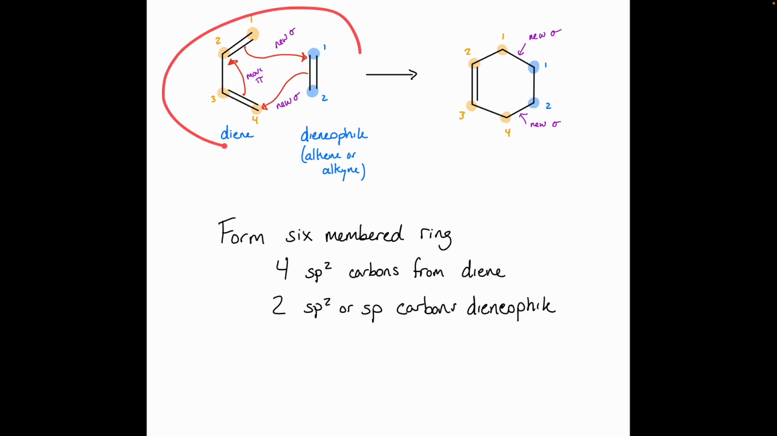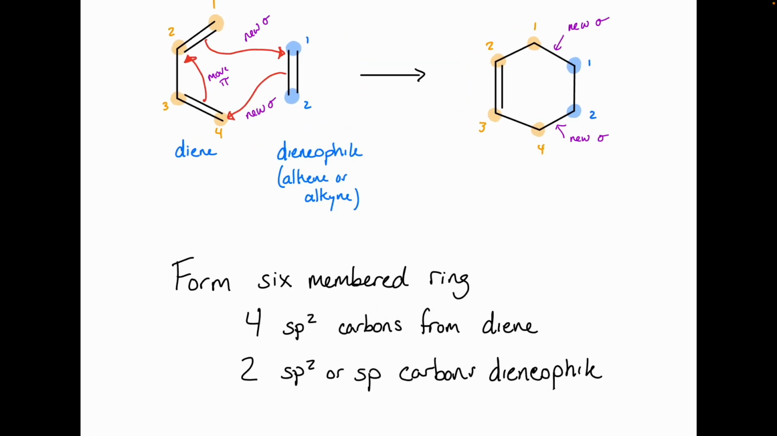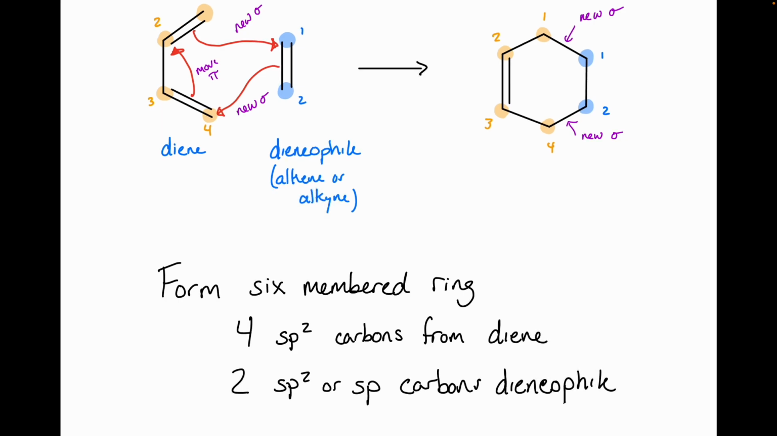Personally, I don't find the mechanism to be all that terribly helpful in figuring out what the products are. Instead, I start with that 6-membered ring and kind of map the carbons from this side over to this side and from over here to over here. Okay? So what do I mean by that? Let's do another example.